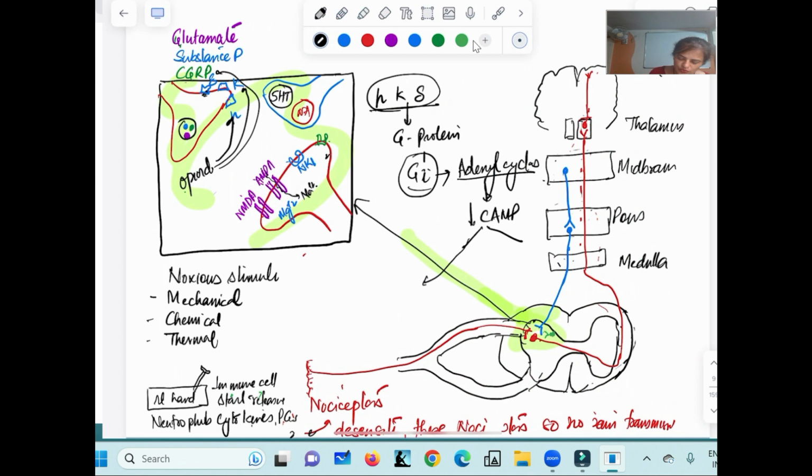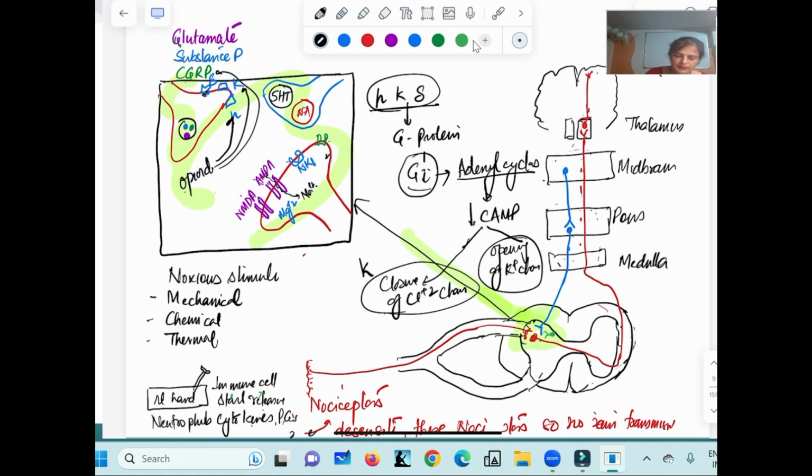This is going to cause the closure of the calcium channel, the N type of calcium channel, and opening of the potassium channel presynaptically. Okay. Now this closure of the calcium channel happens once it binds with the kappa receptor, and opening of the potassium channel happens with the mu and delta receptors. Okay, here it is with the kappa receptor.